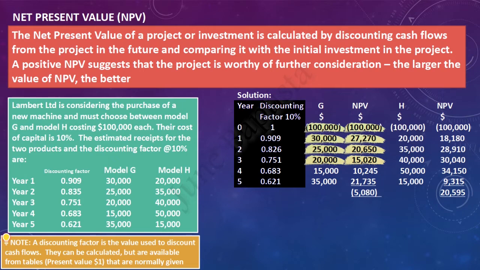$15,020. In year 4, with the discounting factor at the rate of 10%, multiplied by a cash inflow of $15,000, we get an NPV of $10,245. In year 5, with the discounting factor multiplied by a net cash inflow of $35,000, we get an NPV of $21,735. Adding all the positives and minusing it from the cash outflow, we get a negative NPV of $5,080 for Project G.